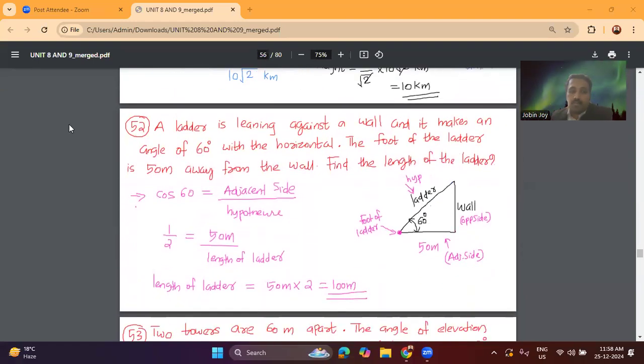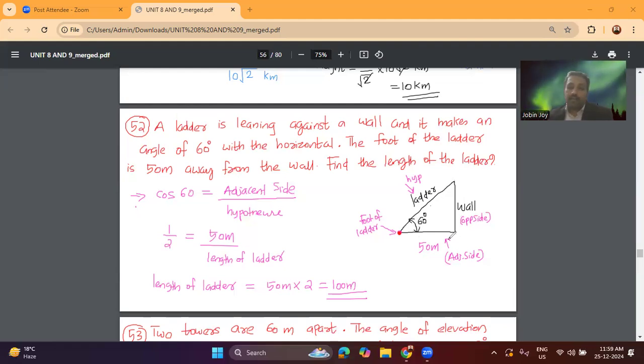Next question is 52. A ladder is leaning against a wall and it makes an angle of 60 degree with the horizontal. So this is the ladder, and this ladder is leaning against a wall. This vertical line represents the wall, this is the horizontal, and this angle is 60 degree, which is called the angle of elevation. The foot of the ladder is 50 meter away from the wall. This is the foot of the ladder, at a distance of 50 meter from this wall. Find the length of the ladder. Length of the ladder means you have to calculate the hypotenuse.